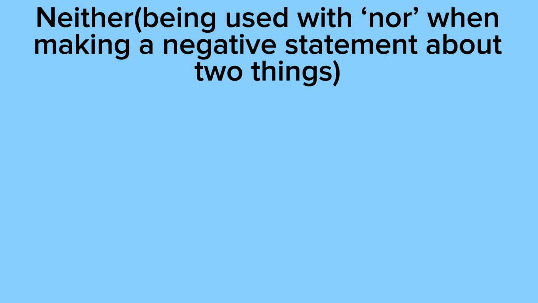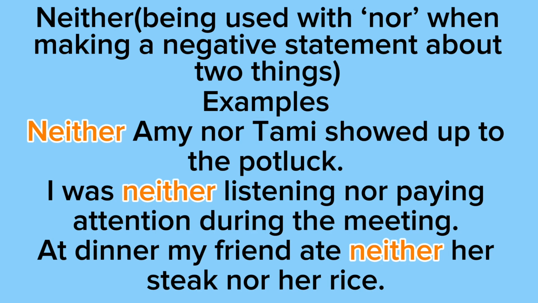Neither or neither being used with nor when making a negative statement about two things. Our first example says, neither Amy nor Tammy showed up to the potluck. Notice how we use neither and nor. Our second example says, I was neither listening nor paying attention during the meeting. Notice how we use neither and nor. And our third example says, at dinner, my friend ate neither her steak nor her rice. Notice how we use neither and nor.